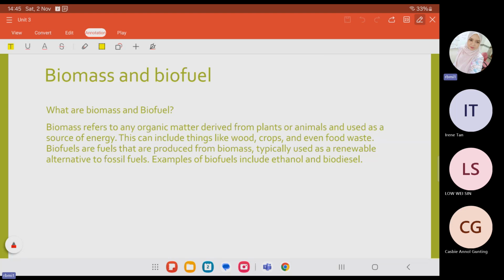And biomass is the only renewable energy source that can be converted into liquid biofuels, such as ethanol and biodiesel. Biofuels are used to power our vehicles for everyday use, and are being produced by gasification in large countries such as Sweden, Austria, and the US.